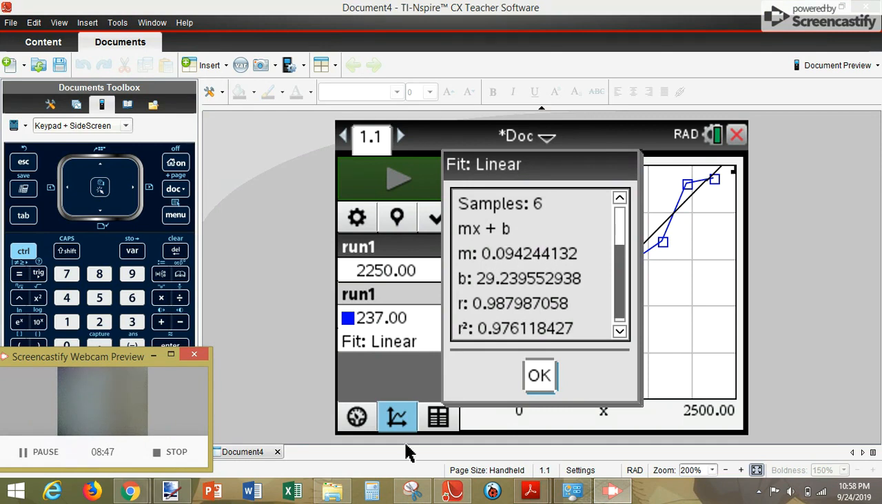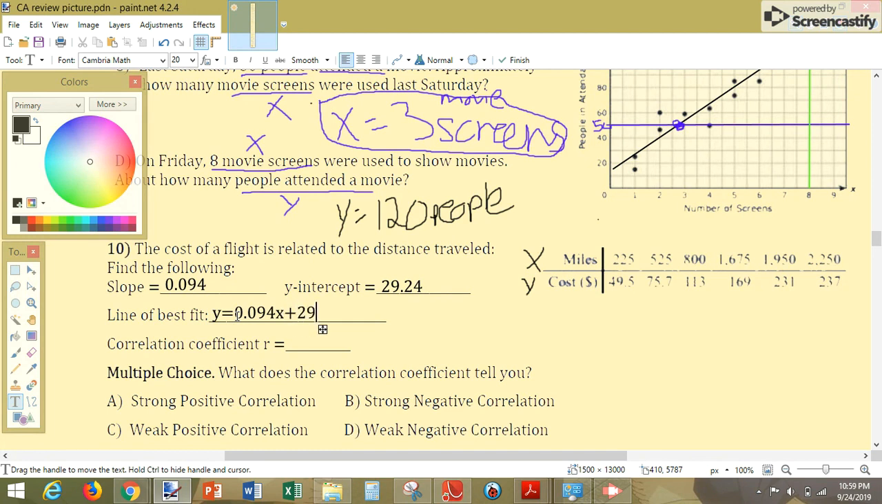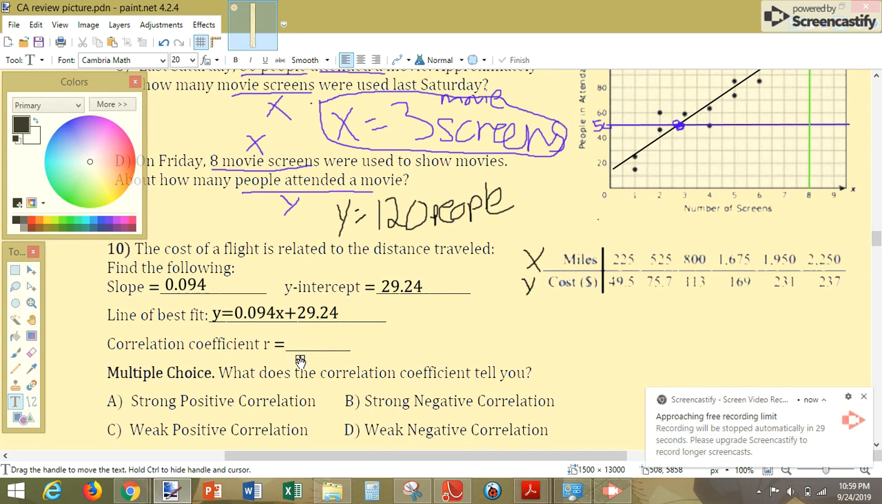We're going to go ahead and record these on our paper. So the slope is about 0.094. Your B, your y-intercept, is about 29.24. So the line of best fit, y equals mx plus b, you have y equals 0.094x plus 29.24. Your correlation coefficient was 0.988.